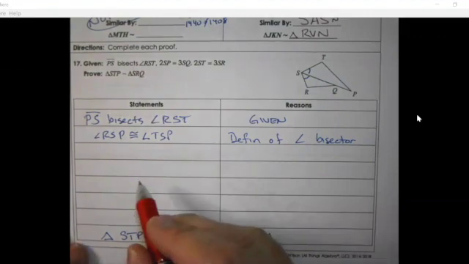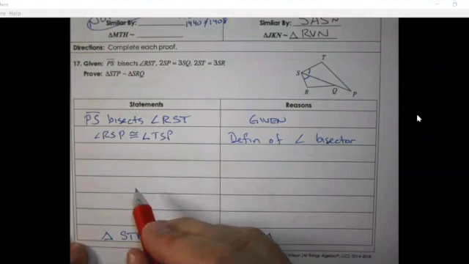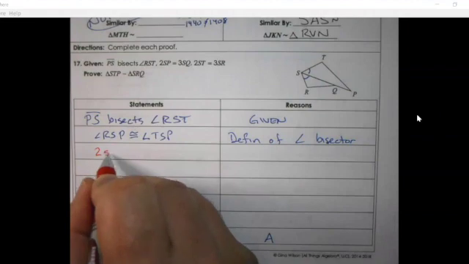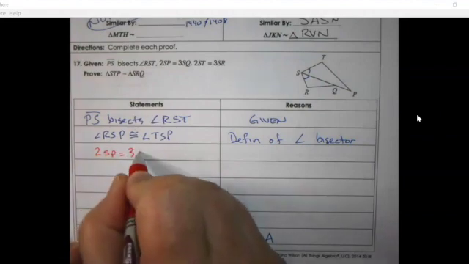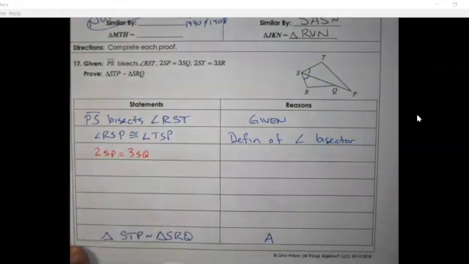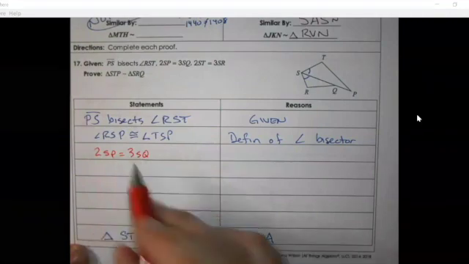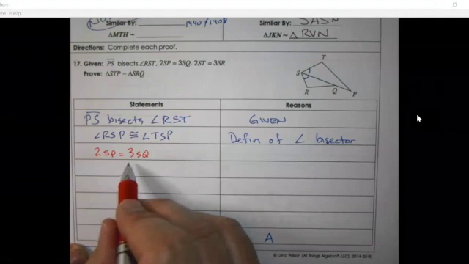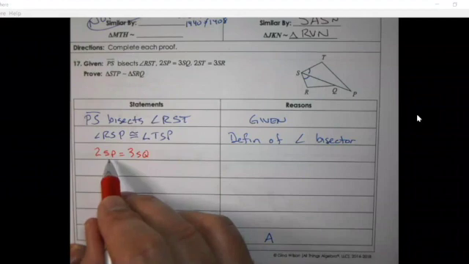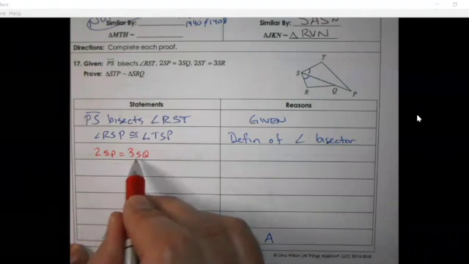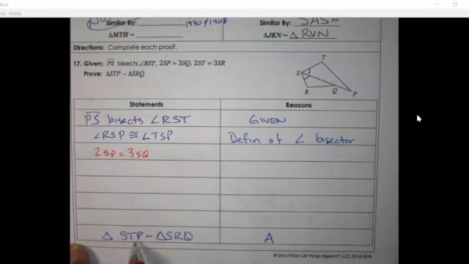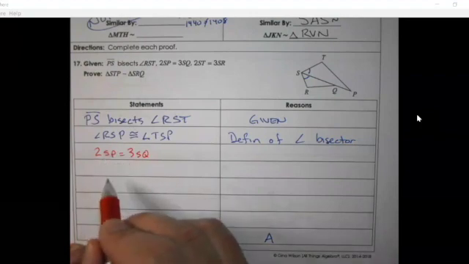They give us 1, 2, 3. They give us 2SP equals 3SQ. And I'm just going to write that one there for now. And I'm going to say that if it's sides, I need to get a side ratio, like SQ is to SP or SP is to SQ. I guess since we got SP first, I'll make SP one on top.